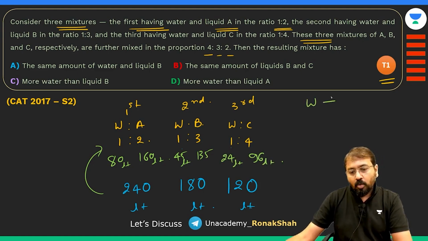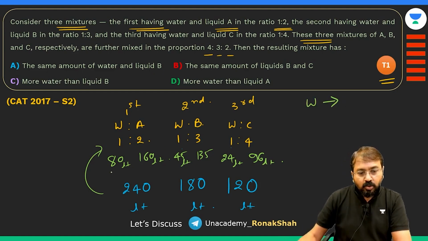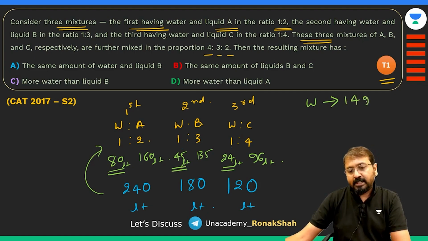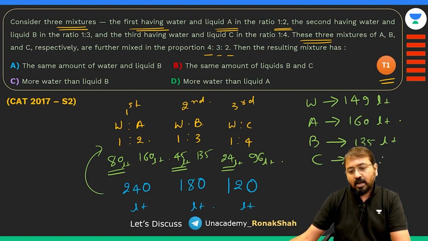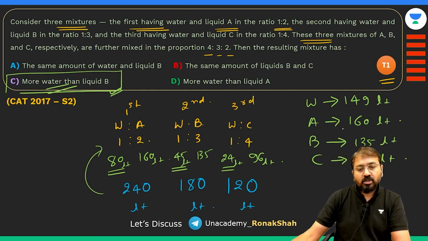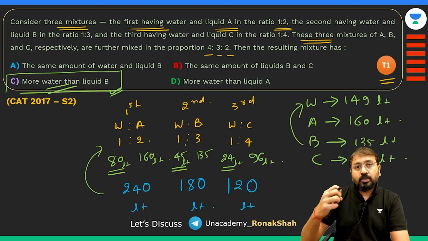So I can say the total quantity of water in these three mixtures put together, because we are mixing all of these, will be 80 plus 45 plus 24, that is 149 liters. Then the quantity of A will be 160 liters, quantity of B will be 135 liters, and quantity of C is 96 liters. And now you can easily identify which option is true. So option C is correct. We have more water than liquid B. So I really hope all of you have understood how to tackle the calculation.